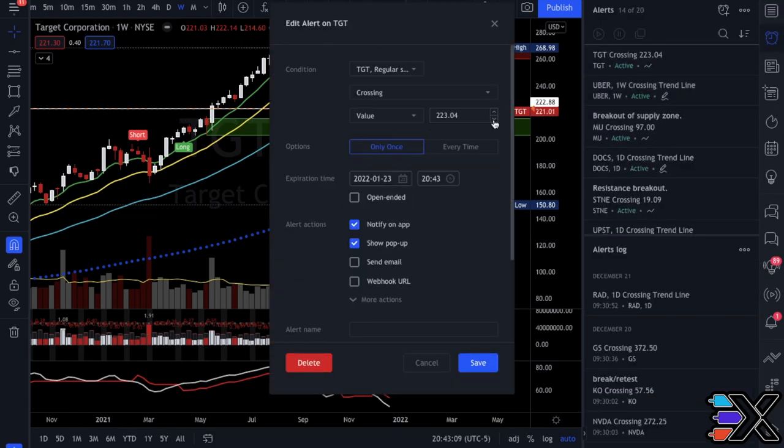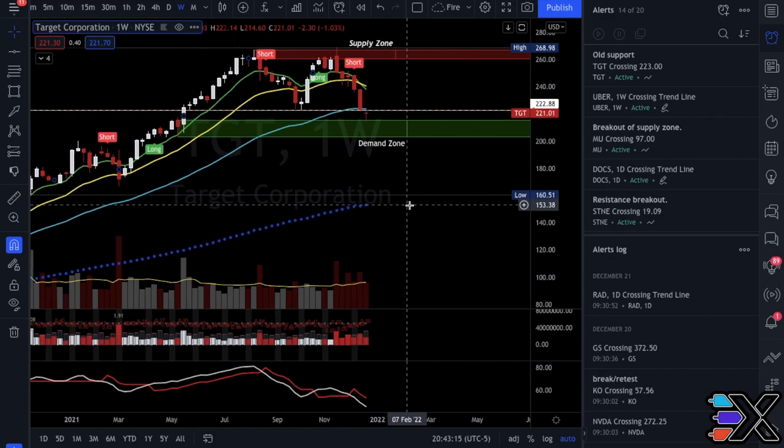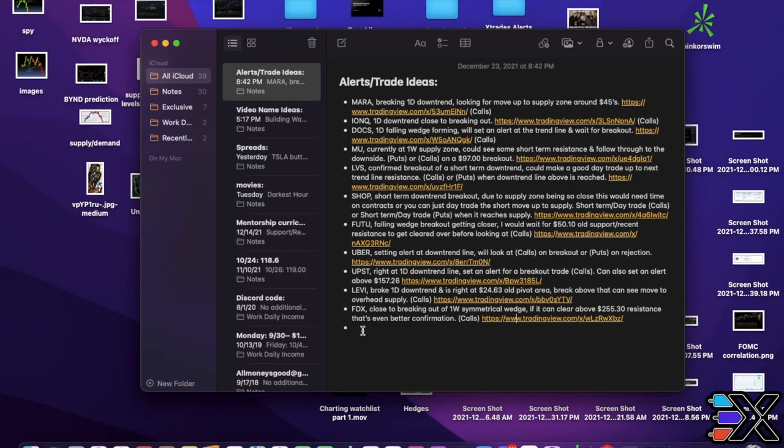You're gonna want it to get back above 222.80. You could just set an alert over 223. And that would actually be a really good setup. If it can get back above that support and break back up, I have a feeling that it could spring up, especially with that 1 week demand zone, and you could see a strong wick off of it. TGT, strong wick off 1 week demand. Need to see it clear back over 223. And that's gonna be for calls.